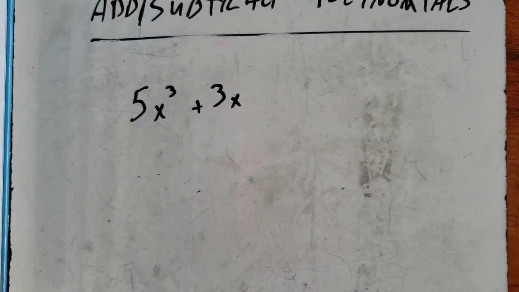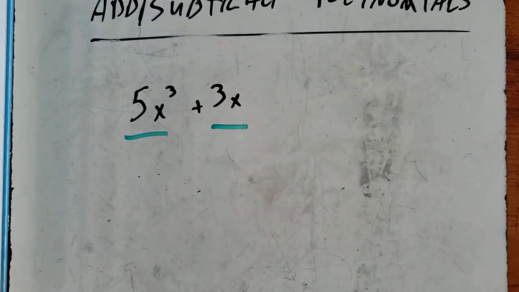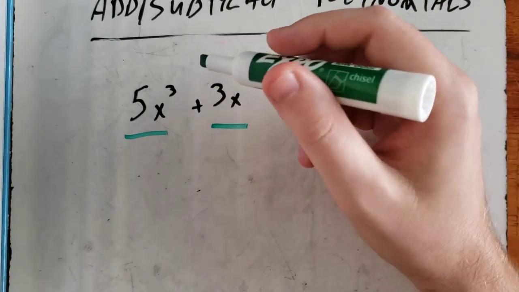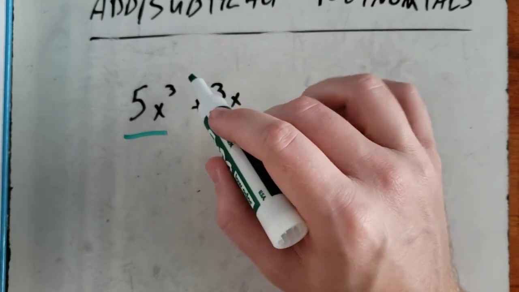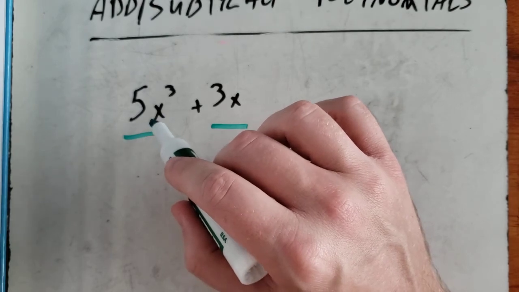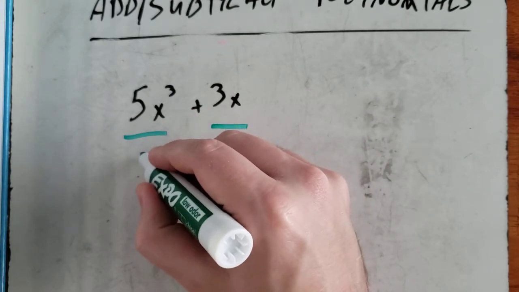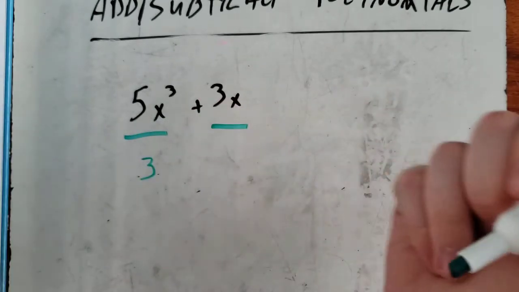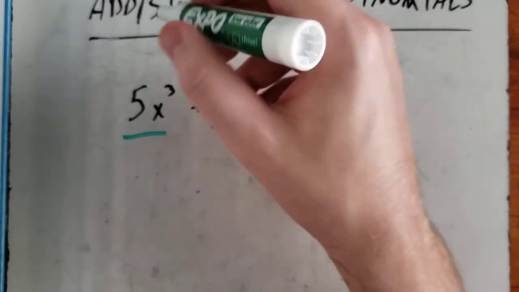So we have 2 terms here. We have 5x to the third, and then we have 3x. Now, what's the degree of our first term? Remember, we're looking at the exponent of the variable of this term. Our first term is 5x to the third, so the exponent is 3, which means our degree here is 3.